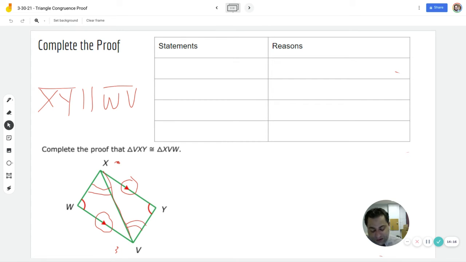So let's start to put it together. So I know that angle Y equals angle W, which was given. So we do have a given. Then I also have, let's do the reflexive side. So XV is congruent to XV, and that's by reflexive.